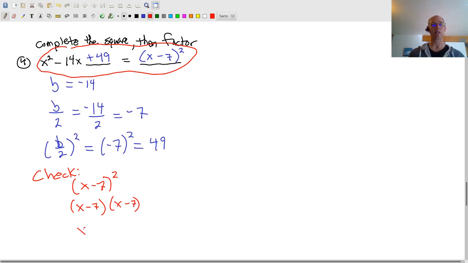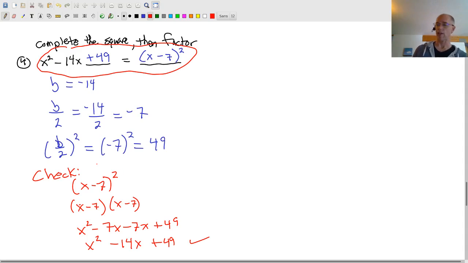X times x is x squared. X times negative 7 is negative 7x. Negative 7 times x is also negative 7x. And negative 7 times negative 7 is positive 49. Negative 7x's minus another 7x's is altogether negative 14x's. And I do indeed get what I said I did on the left up there. So it does check. So right here, I'm multiplying the square out. Completing the square is like factoring. It's a special way of factoring.